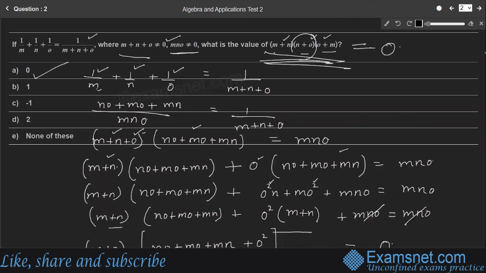Provided m + n + o should not be equal to 0 and the product of m, n and o should not be equal to 0. And given that 1/m + 1/n + 1/o is equal to 1/(m + n + o), in this case the product of these three terms is always 0. So option A is the right answer.